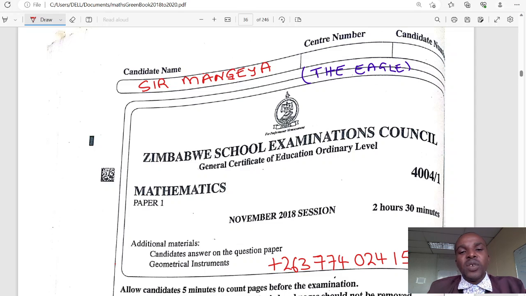So this one is for Zimsec, Zimbabwe School Examination Council. Mathematics Paper 1, Ordinary Level, November 2018 session.